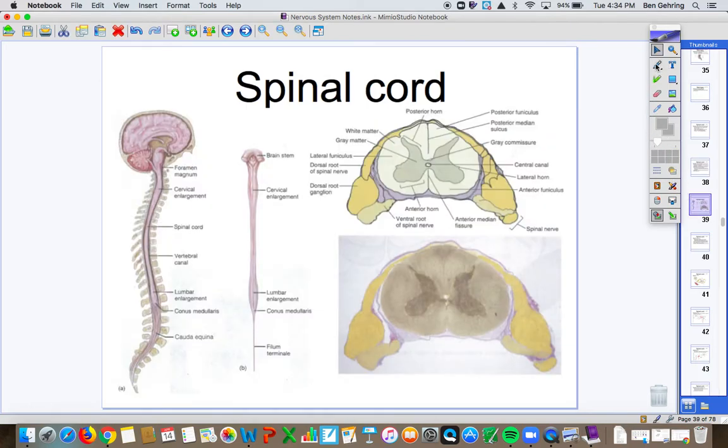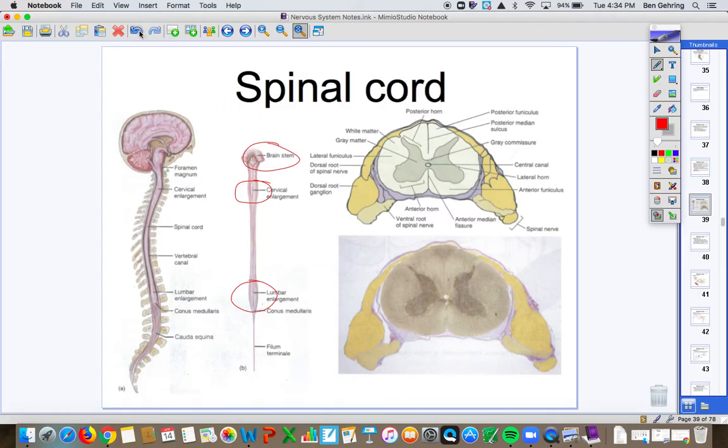This is a look at your spinal cord. So this is your brain stem at the top here. As it comes down, you see this bulge here is called your cervical enlargement. This one down here is your lumbar enlargement. And then you see it taper off, so it forms kind of this cone-looking structure.